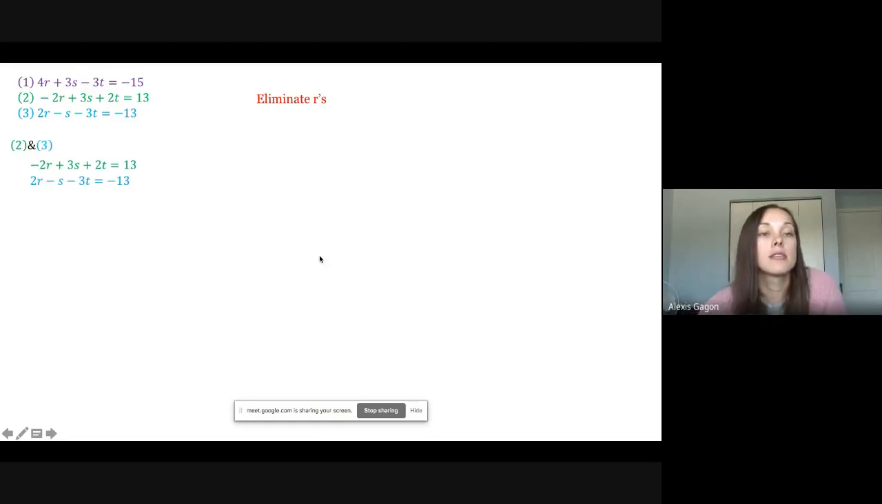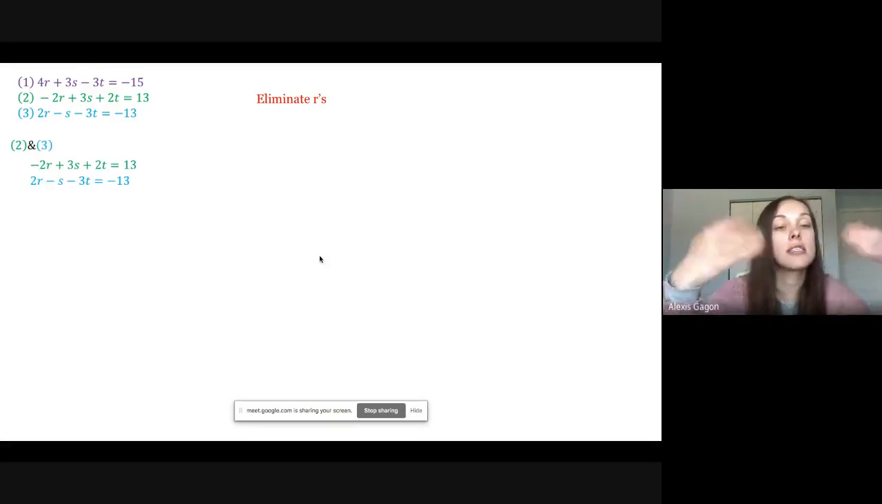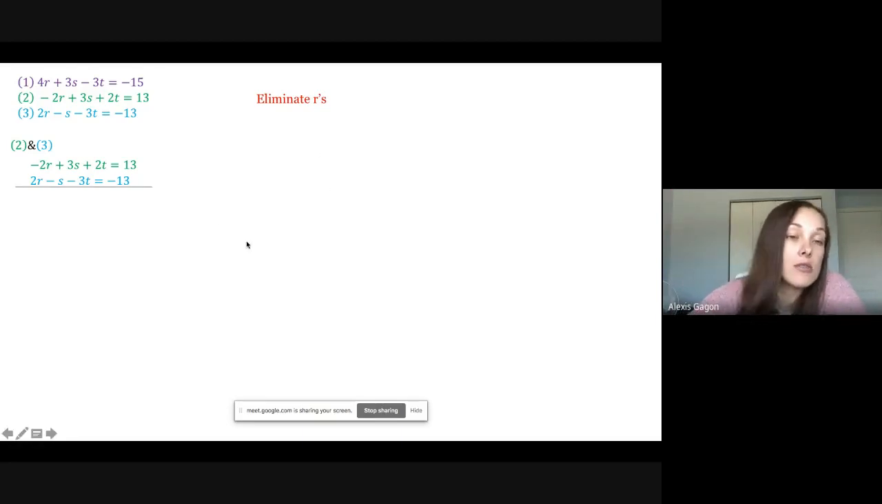But here, so we have 2 and 3. And I'm going to use 2 and 3 first just because these ones are easy to eliminate those r's. So I'm just going to add those together. Well, those r's cancel. And I'm left with 3s minus s is 2s. 2t minus 3t is negative t. And 13 minus 13 is 0. And I'm going to call that equation number 4.